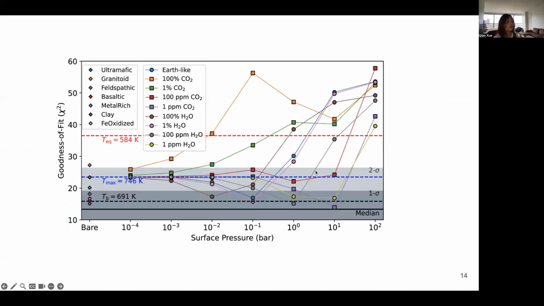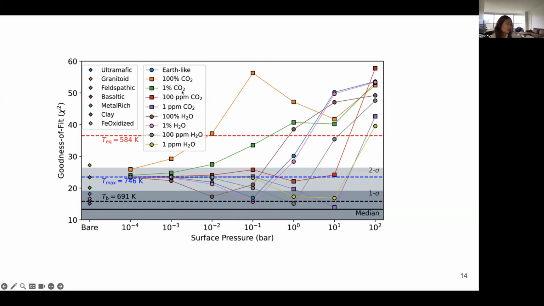We compared our emission spectra to a wide range of forward models with different compositions and atmospheric thickness. Here on this slide, I showed the chi-square of different models. We find that a broad range of atmospheres are consistent with the data, but the atmospheres that are ruled out readily at more than 3 sigma are either too thick, all of these 100 bar atmospheres and most of the 10 bar atmospheres, or have too much molecular absorption, such as the pure water or pure carbon dioxide atmospheres.